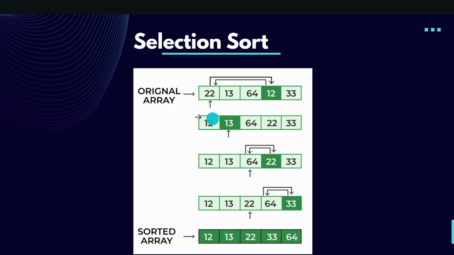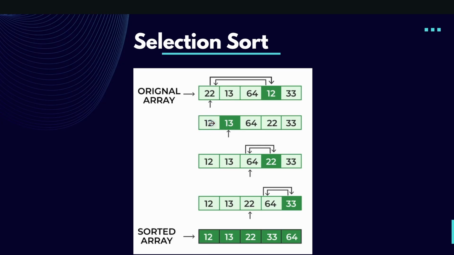You see this is the original array. Suppose you have elements like 22, 13, 64, 12, 33. You want to make this array sorted. So how can you do that? In this whole array, you can check where the smallest element is. The smallest element is 12. So you take the smallest element of this array and swap it with the first element. Understood? After swapping, you get 12 as the first element.